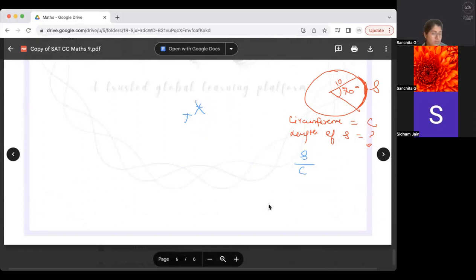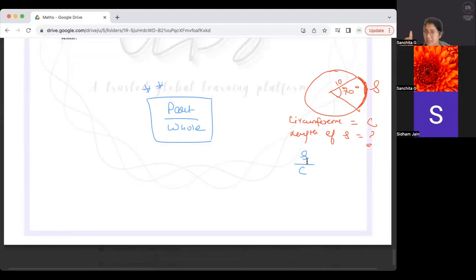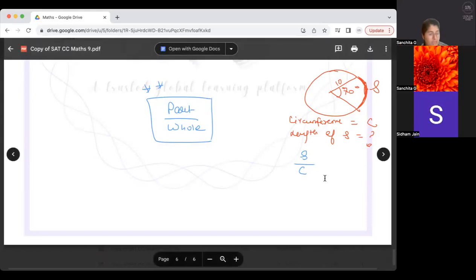Okay. Right. So my part by whole concept is extremely important. Part of the circle is S, taken out of the whole, which is the circumference. I want to find the length of S, so I will set up a proportion and equate it with degrees. What is the part degree of this particular pizza slice?